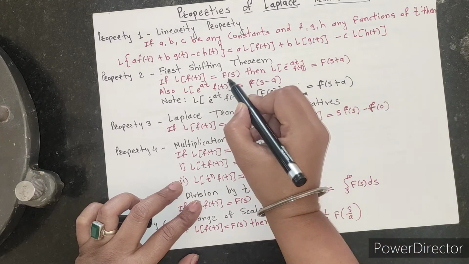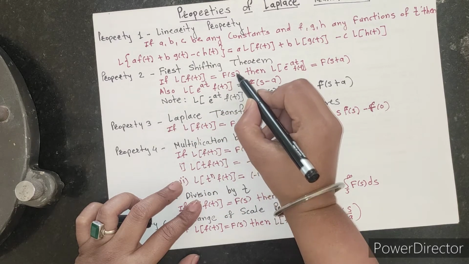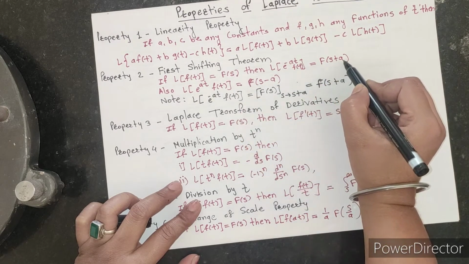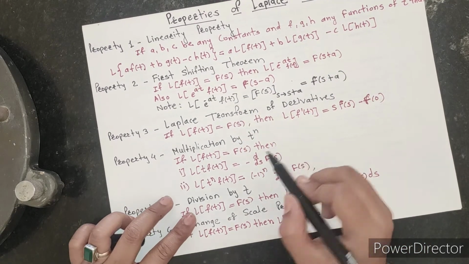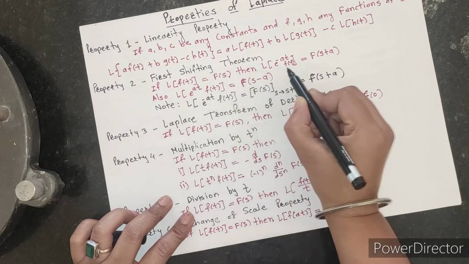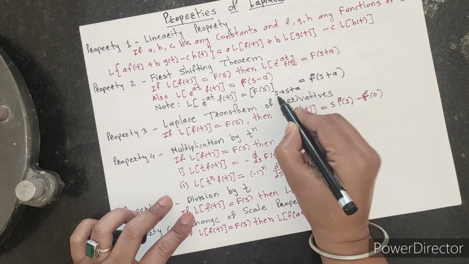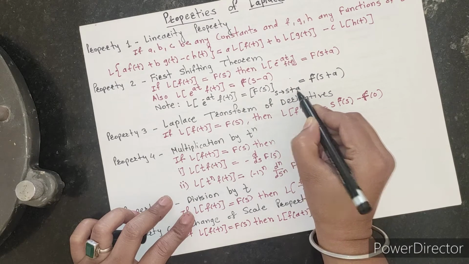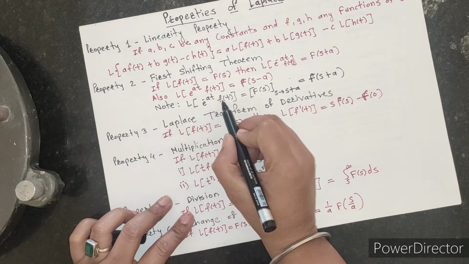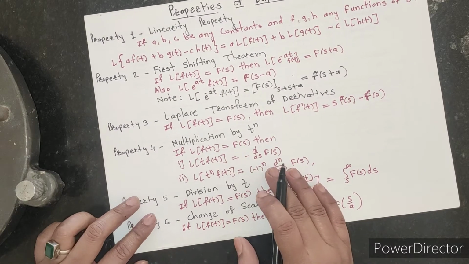F(s) means what? Laplace transform of f(t). That means we only shift s to s plus a. First we find Laplace transform F(s), and after that we shift s to s plus a. We only shift s to s plus a. So we get Laplace transform of e raised to minus at into f(t). So this is second property, first shifting theorem.